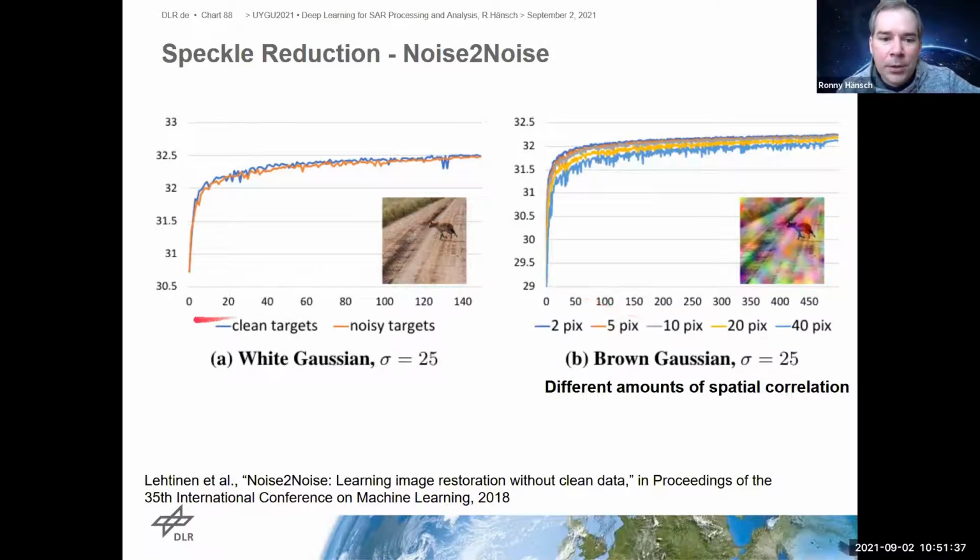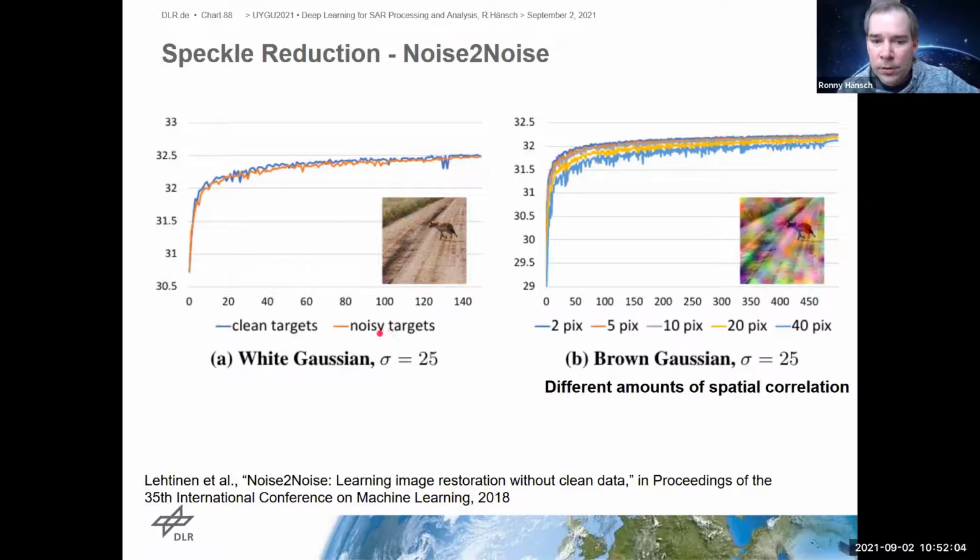But let's see some proof of this idea taken from the original paper. What you see here on the x-axis is the number of epochs the network was trained, and here you see the achieved accuracy, once for clean targets, that would be the blue curve, and for noisy targets. You can see that both converge to the same solution. It's the same accuracy, no matter whether they trained the network on clean targets or on noisy targets.